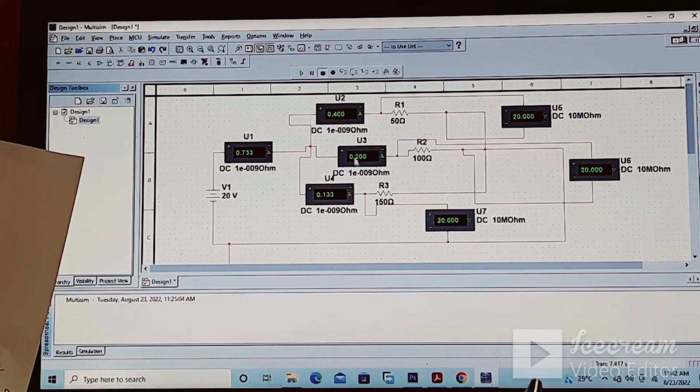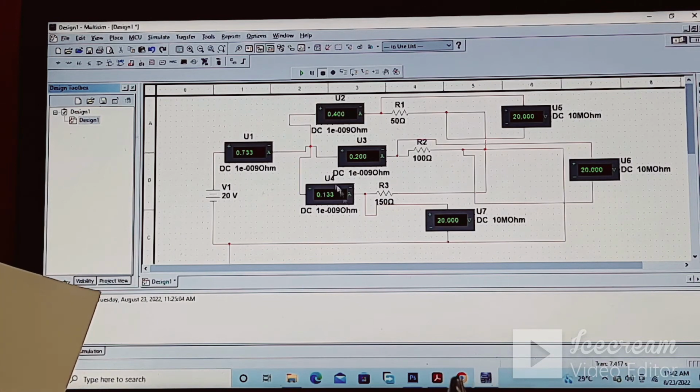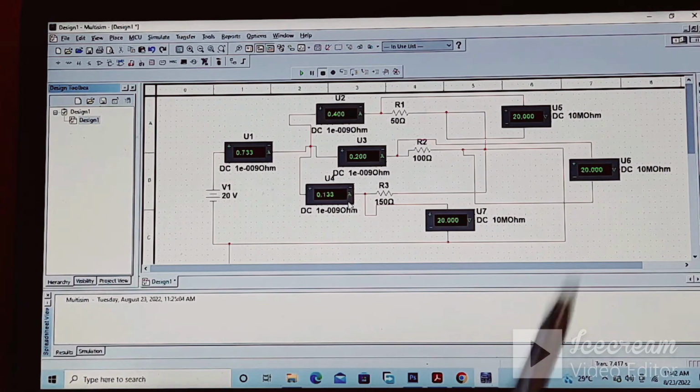And if you want to calculate the current through the formula for R2, the voltage is again 20, so I is equal to V over R. Here 20 divided by 100, you will get 0.2 ampere. And again, if you calculate the current in branch R3, the voltage is again the same, 20, so I is equal to V over R. This is 20 divided by 150, and you will get 0.133 ampere current.